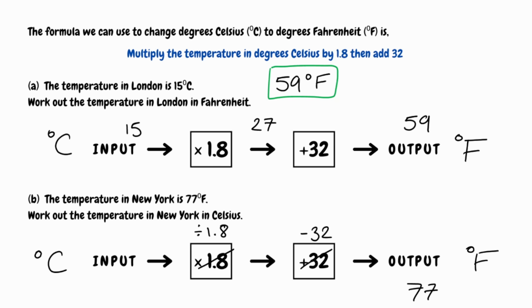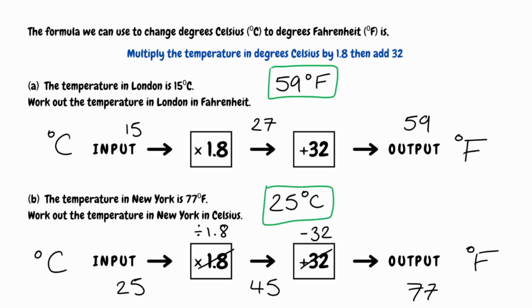So now moving from right to left, well, we're starting with an output of 77. We then need to take away 32, and that would give us 45. We then need to do 45 divided by 1.8, and that will give us an input of 25. So 77 degrees Fahrenheit is the same as 25 degrees Celsius. And that would be our answer for part B.